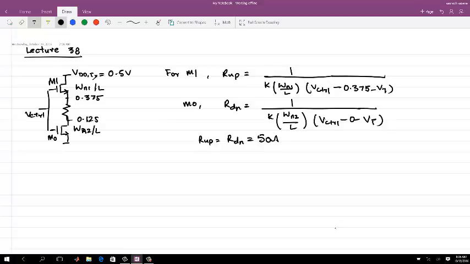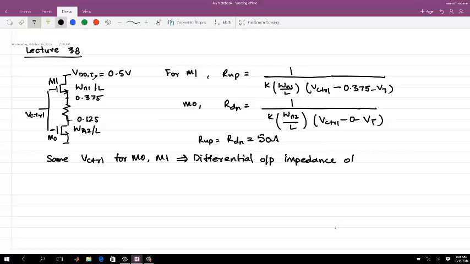What you maintain is this: if you are using the same V control for M0 and M1, and not exercising any control for width right now, what you are making sure is that you have a differential impedance of 100 ohm, not single-ended. I will show you how. So this implies that you have a differential output impedance of 100 ohms.